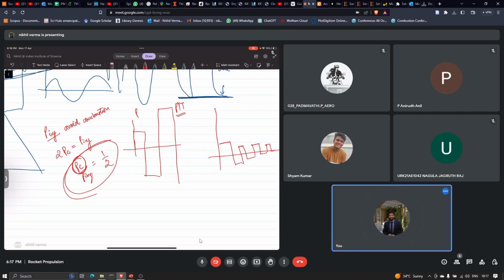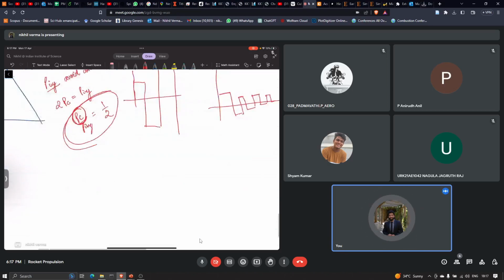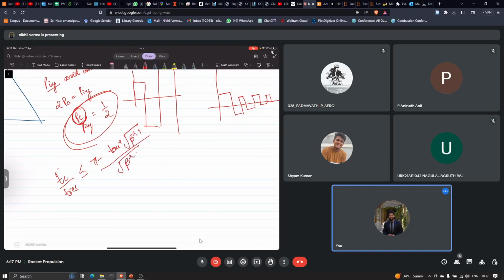In another case, he has also derived this analysis for a bulk mode of combustion instability, where he has come up with this relation: Tc by T residence should be less than pi minus tan inverse of the square root of meter square minus 1. I hope that you have seen this derivation, right?